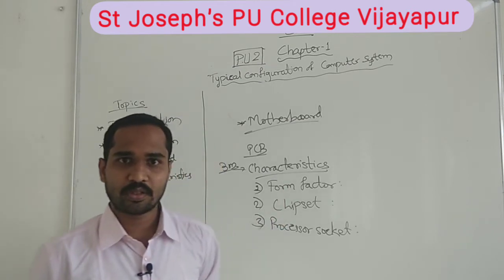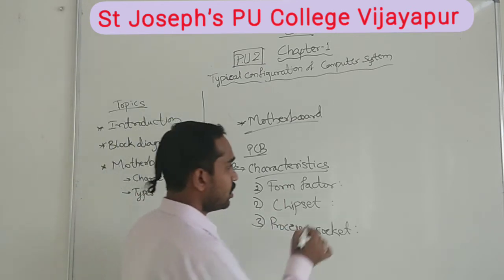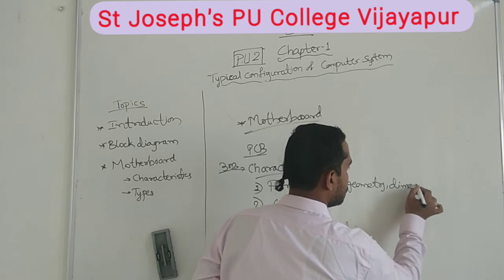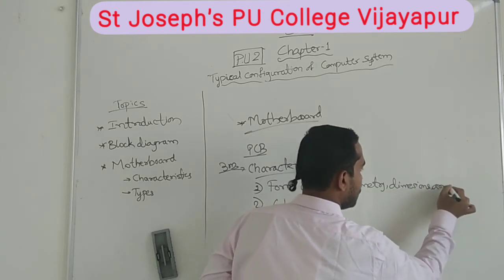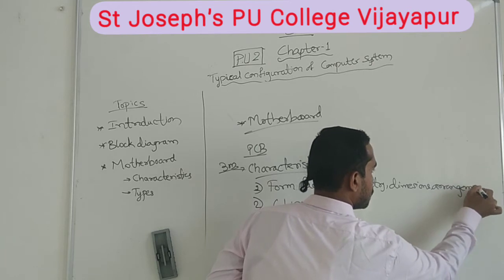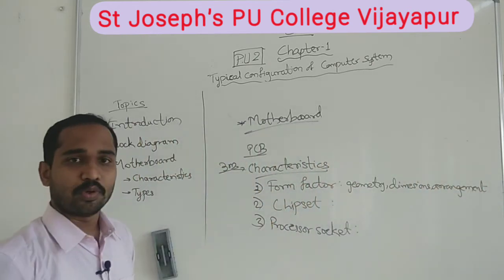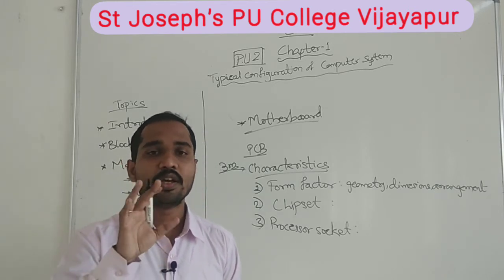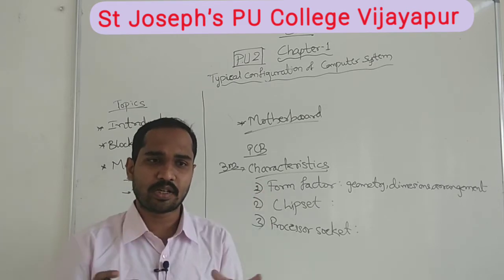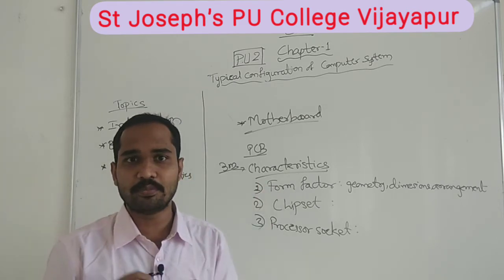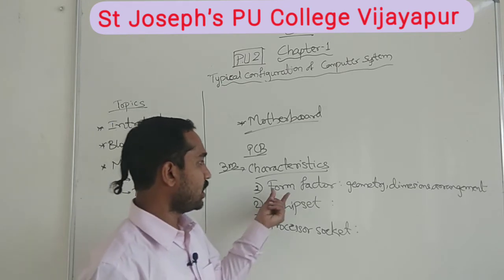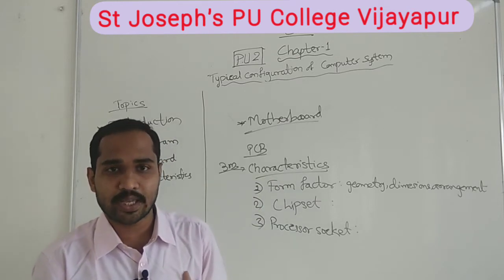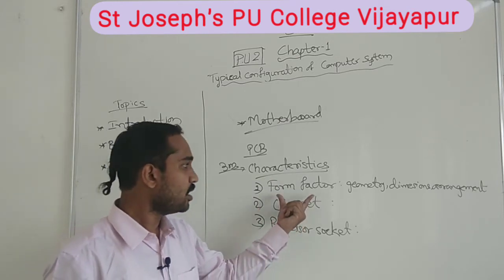So form factor refers to the geometry, or you can say dimensions or arrangement. The characteristics of the motherboard is it should have a form factor. Form factor means it should have a perfect geometry. It refers to the geometry, or you can say the arrangement. How are the components arranged on your motherboard? That is form factor. So it refers to geometry, dimensions or arrangement or electronic requirements on the motherboard. That is the form factor.